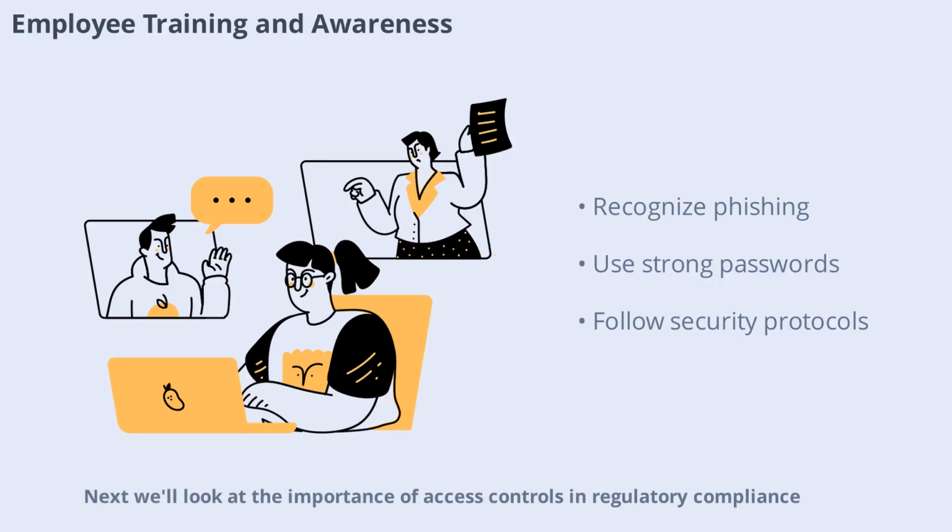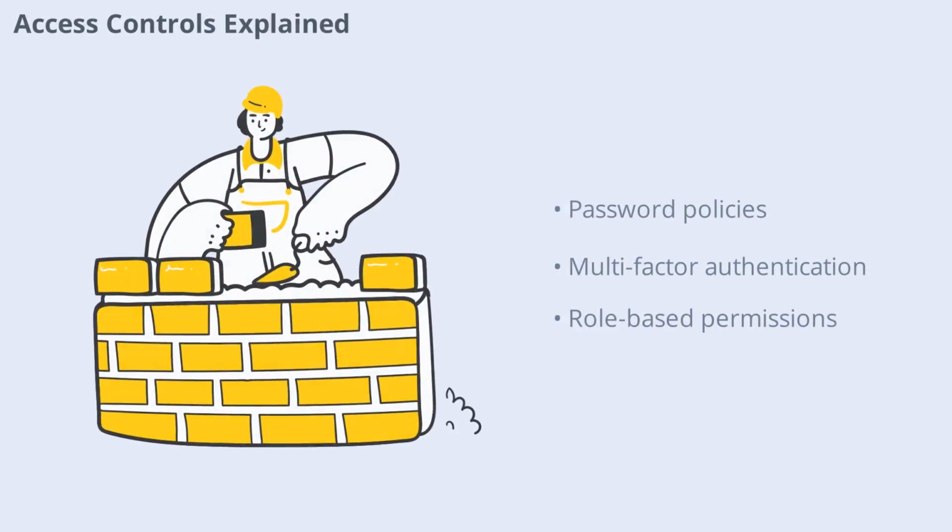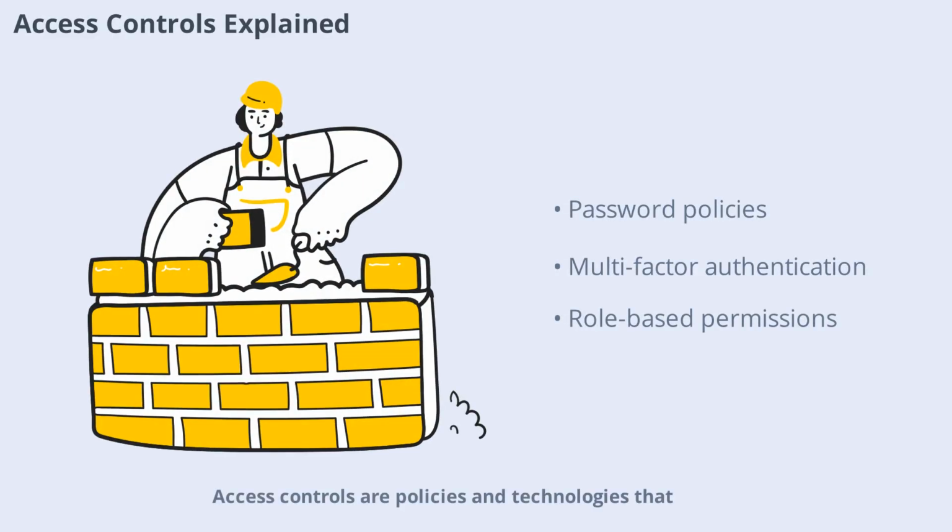Next, we'll look at the importance of access controls in regulatory compliance. Access controls are policies and technologies that restrict who can view or use certain information. Regulations often require organizations to implement these controls to prevent unauthorized access. This can include password policies, multi-factor authentication, and role-based permissions. By limiting access to sensitive data, companies can reduce the risk of internal and external threats.